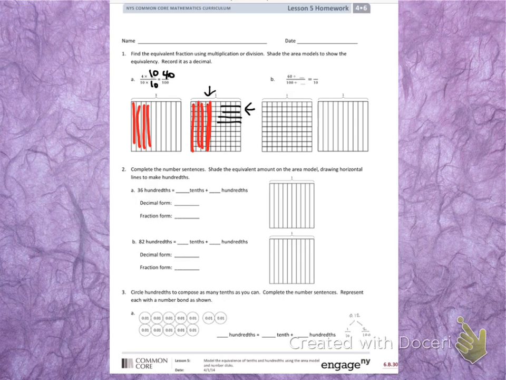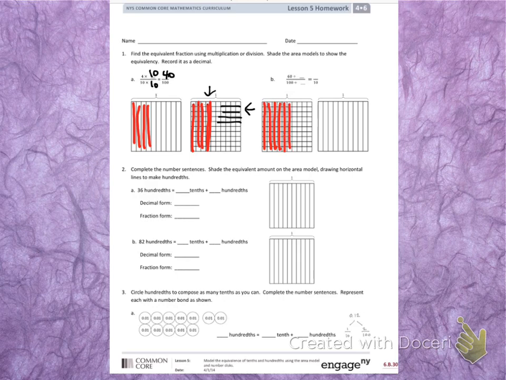I'm going to go ahead and show letter B too, because this is a really important concept. And this one's using the division model. So it's 60 over 100. So I'm going to go ahead and color in 60 pieces. There's 10, 20, 30, 40, 50, 60 out of 100.